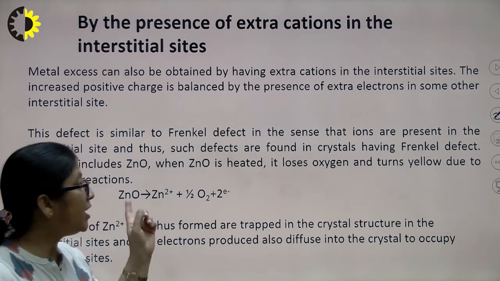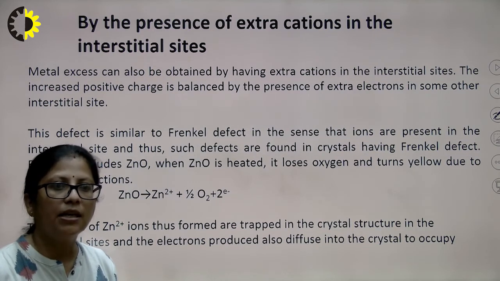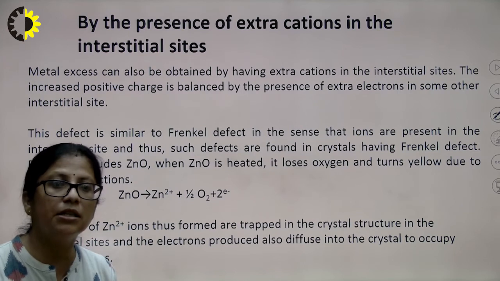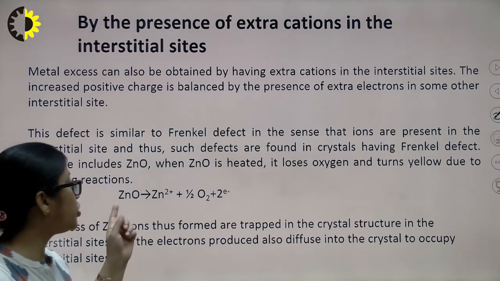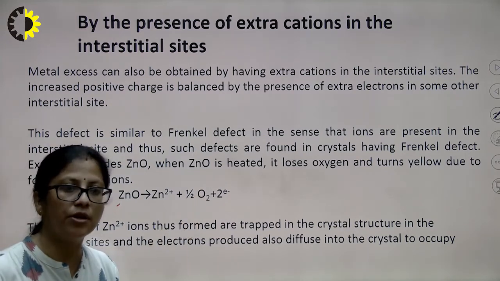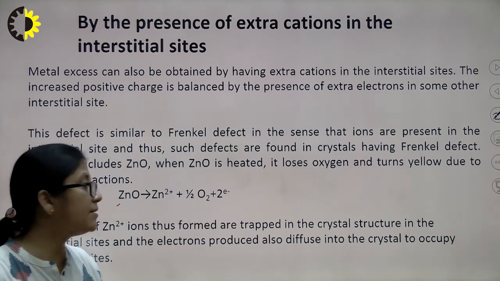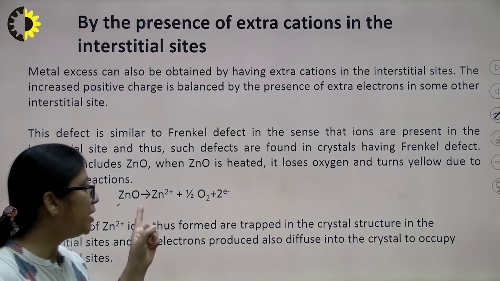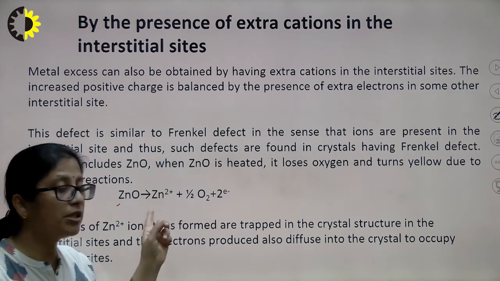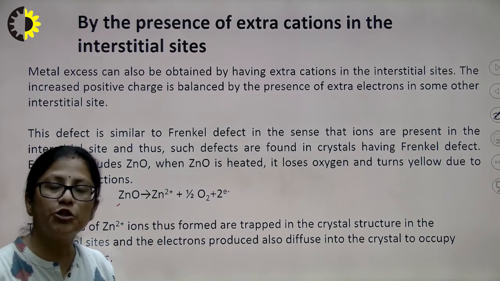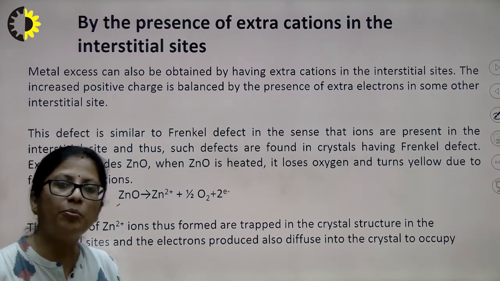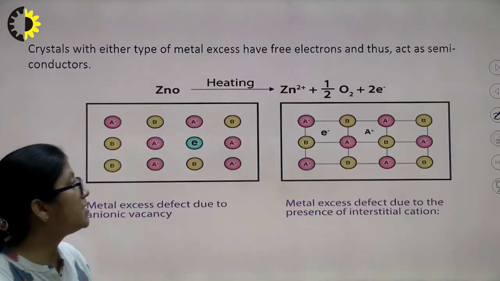I have taken the example of zinc oxide. When zinc oxide is heated, it loses oxygen and it turns yellow. By the reaction, zinc oxide releases zinc ions, oxygen and electrons. Now, these excess zinc ions which are being formed are trapped in the crystal structure at the interstitial sites, and the electrons which are being produced also diffuse into the crystal to occupy the interstitial sites.